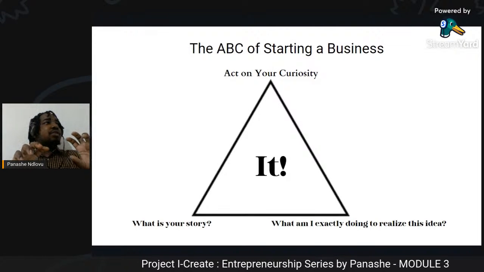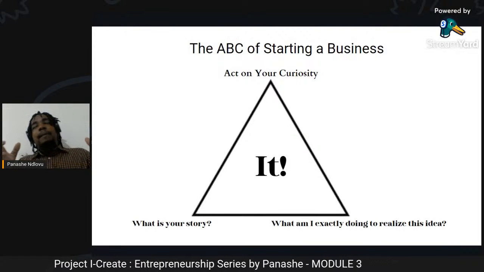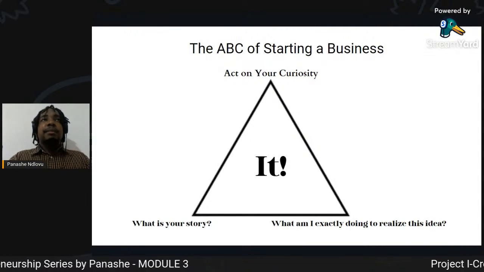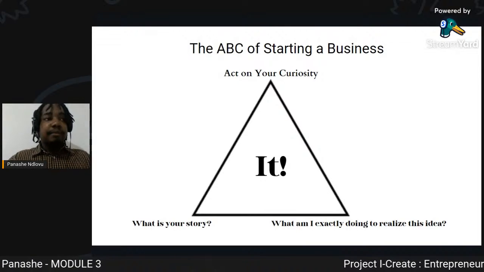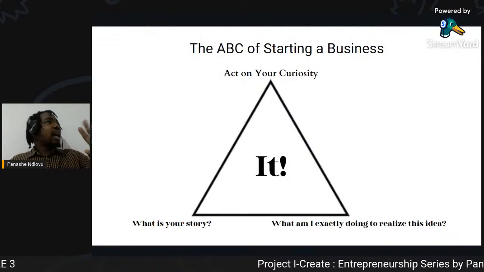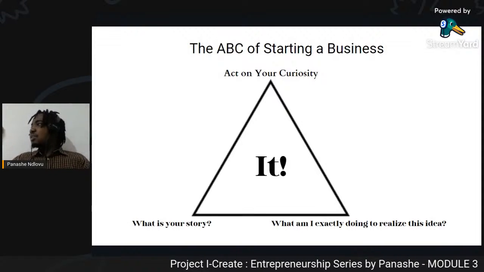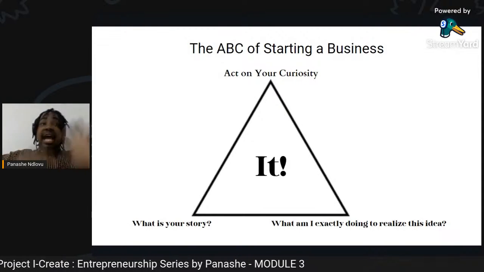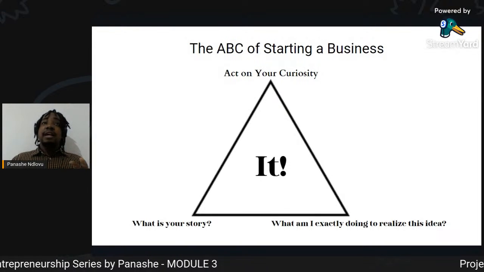Let's say you want to start a confectionery business, right? You're like, okay, I want to specialize in cakes, but what if I can expand into that? So these are so many ideas that you have, right?